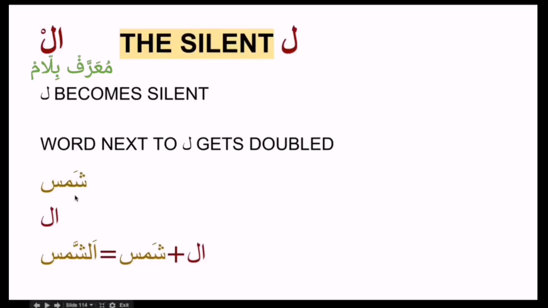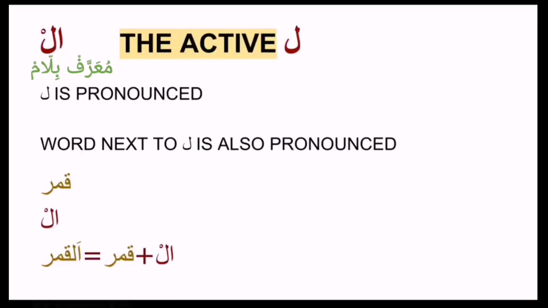For example, I've given here, when you write Shams and you have Al. When you combine, Shams means sun and Al Shams means the sun. So if you see here, when al comes with shams, the sound of lam becomes silent. It becomes ash-shams. So what happens is, the al is written, it becomes silent, and the sound of sheen is doubled. So it's ash-shams, 2 times. It's a compensation.